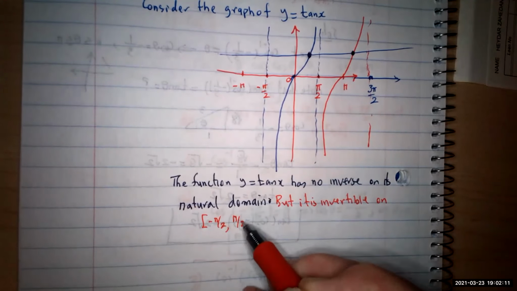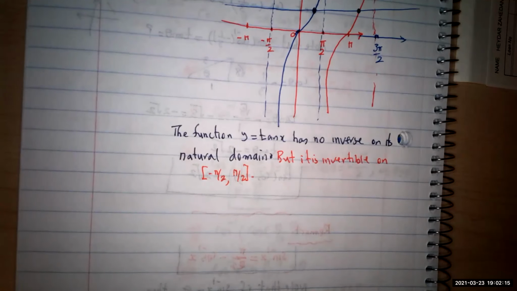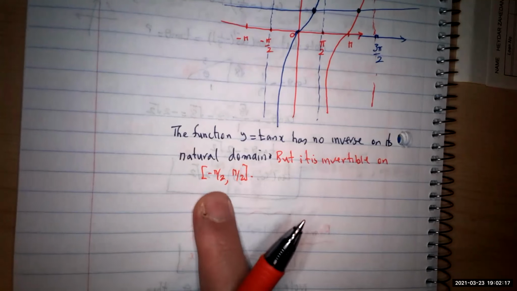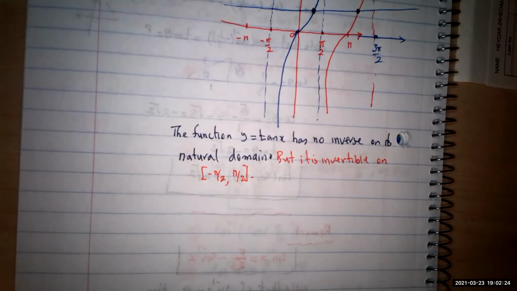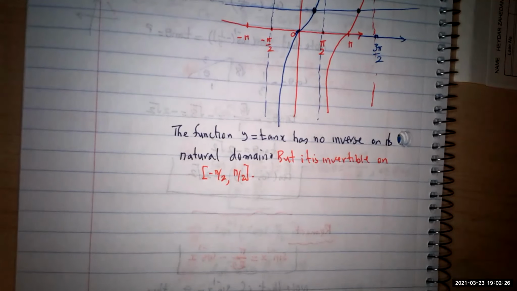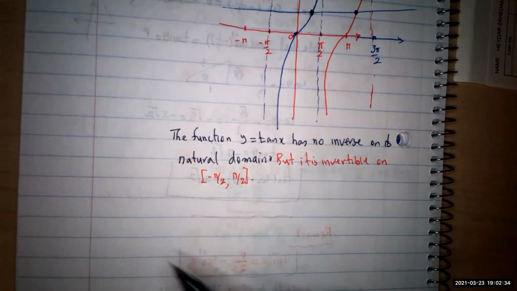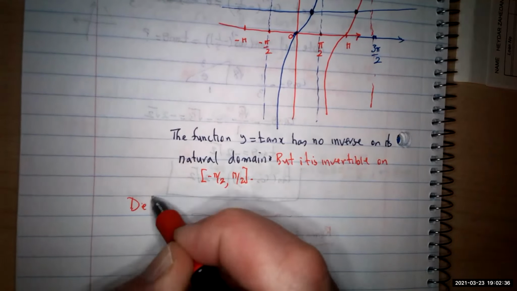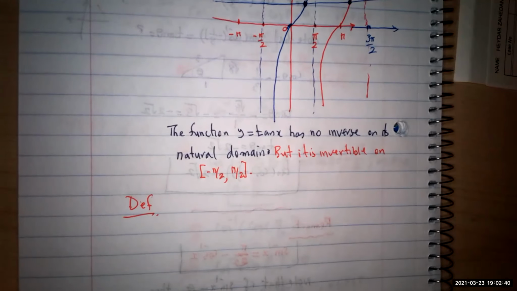You must know this interval. For the sine inverse and the tangent inverse, both of them are the same: negative pi/2 and pi/2. But for the cosine it is 0 and pi. You must know this. So this is how we're going to define it. The definition of the tangent inverse.